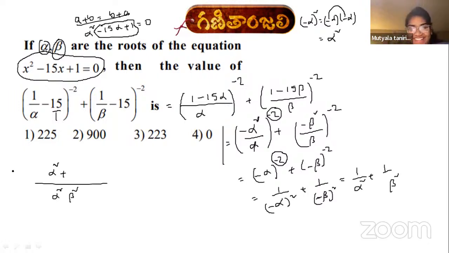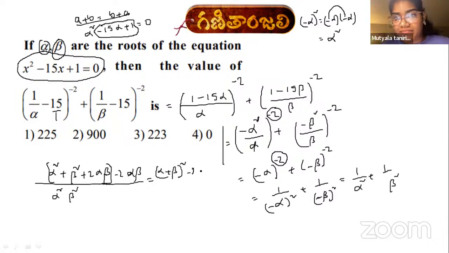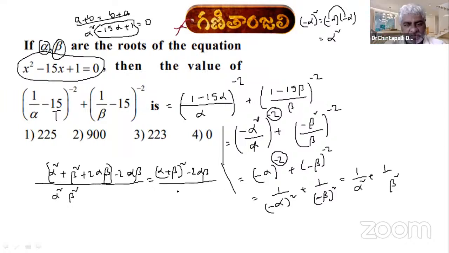Got it. Now it is alpha square plus beta square, plus 2 alpha beta minus 2 alpha beta. It is (alpha plus beta) whole square minus 2 alpha beta, by (alpha beta) whole square. Very good. Alpha plus beta whole square means alpha plus beta is negative 15.